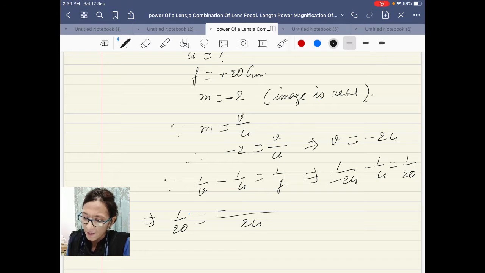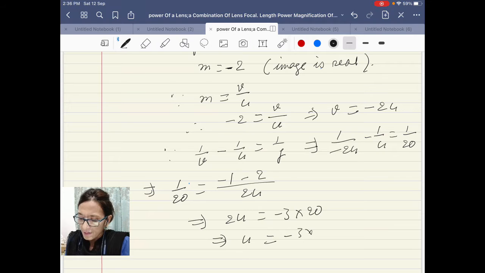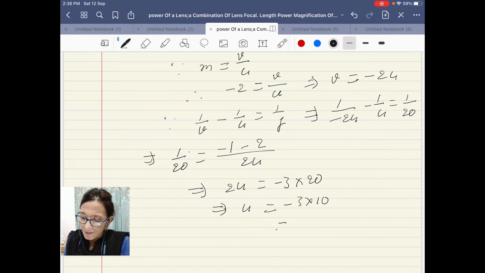and here in numerator it comes equal to -1 minus u goes 2 times, so -2. It implies that 2u is equal to -3 into 20, and it implies that u is equal to -3 into 10, and this is your -30 centimeter. So this is how you can find object distance.